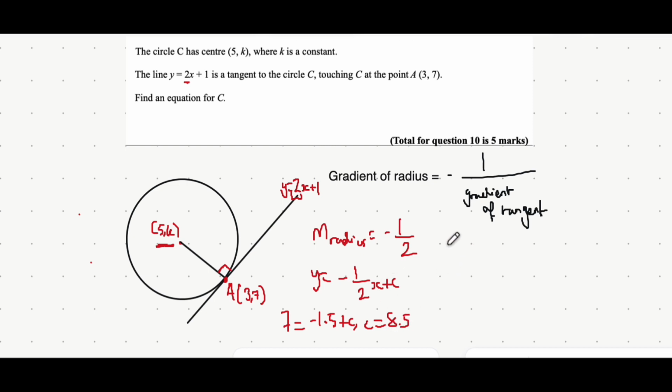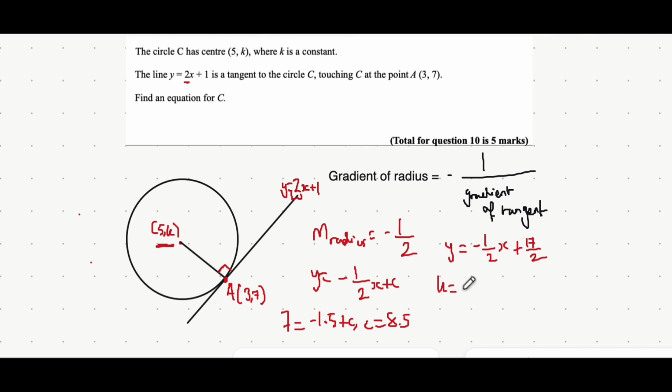Meaning the equation of the radius is y equals minus a half x, and we might as well change this into a fraction just so it matches the fraction here. 8 is 16 over 2, a half is 1 over 2, so 8.5 is 17 over 2. So let's write plus 17 over 2. Perfect, we have the equation of the radius, and now we can substitute x equals 5 into that to find the value of y at that point, which is k.